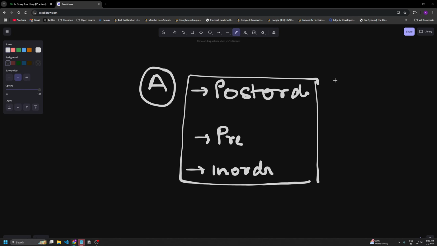But do not restrict your mind. There can be other kinds of traversal as well. There can be a DFS-based traversal. There can be a BFS-based traversal. But DFS is nothing but this, because at the end what we are doing is just recursing.